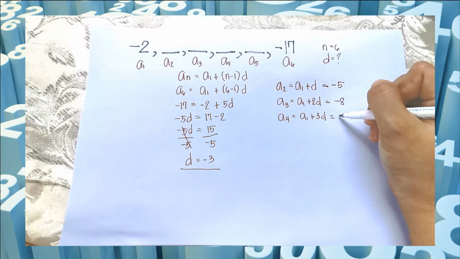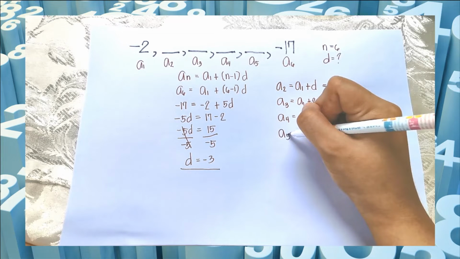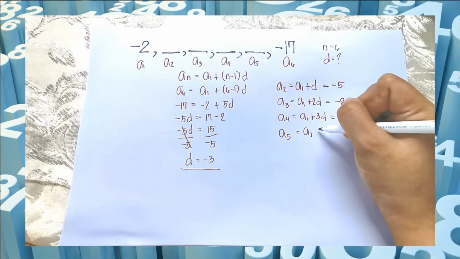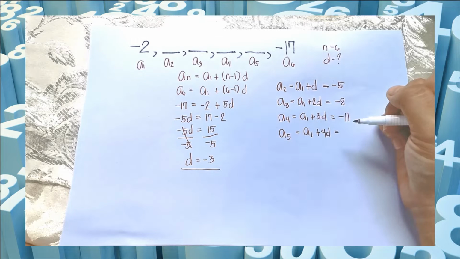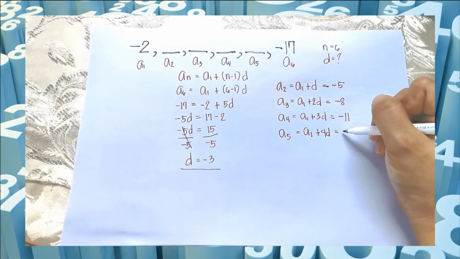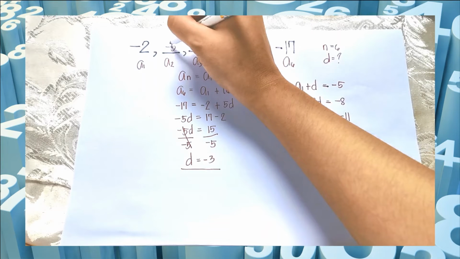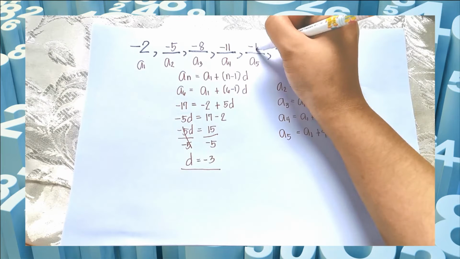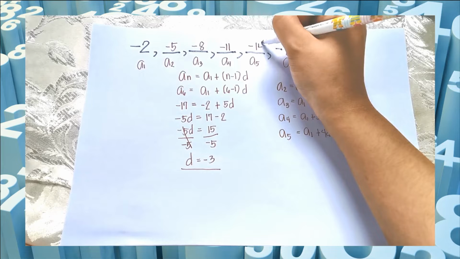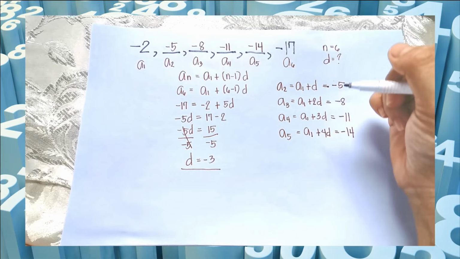The fourth term is also the sum of a sub 1 plus 3d. 3 times -3, we have -9, plus -2, we have -11. And the fifth term, a sub 1 plus 4d. We have -12 plus -2, we have -14. So we have -5, -8, -11, and -14. Those are the missing arithmetic means.